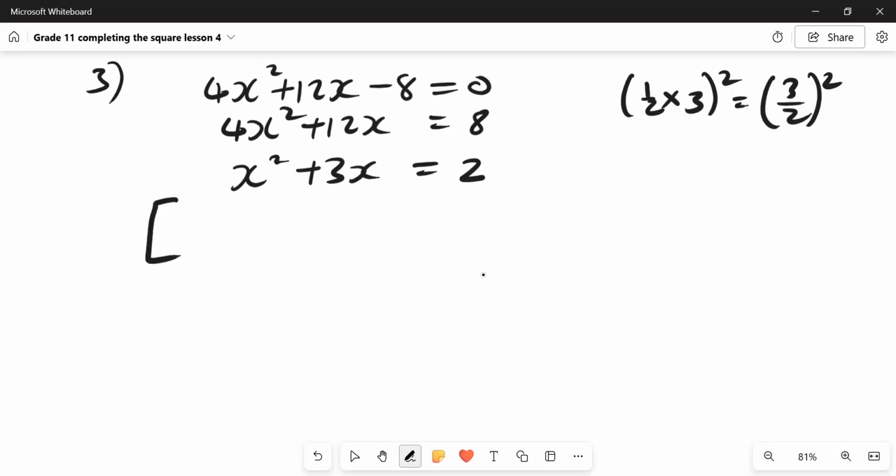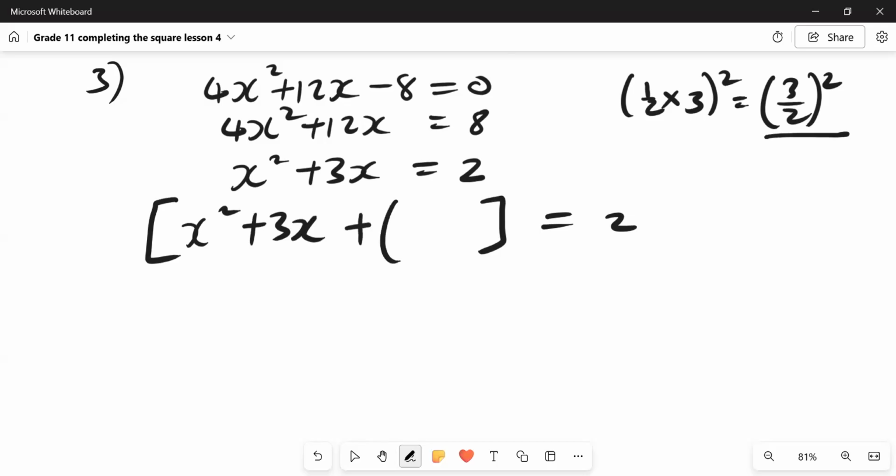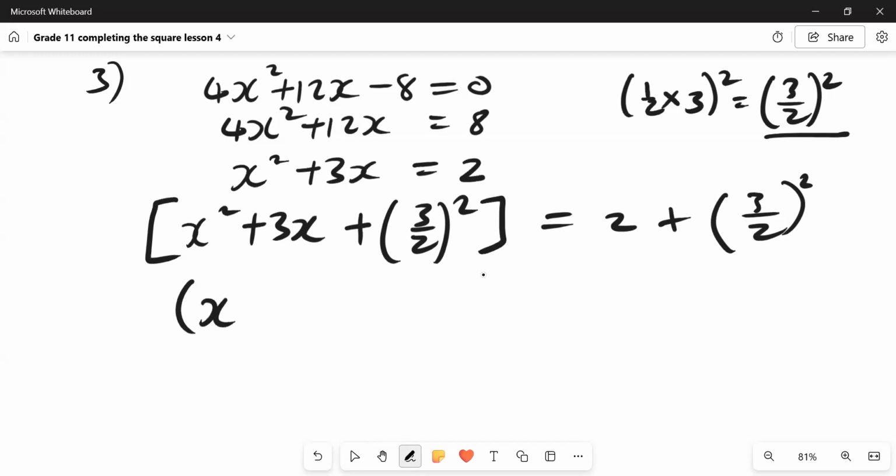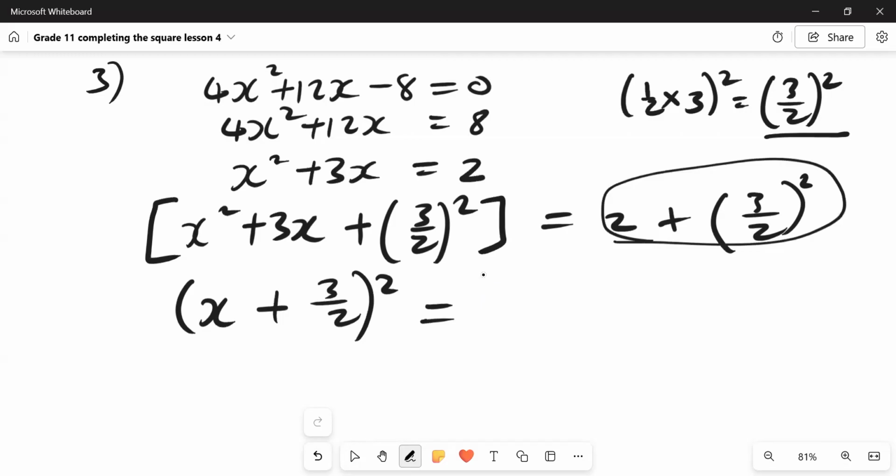And then from here, you introduce the brackets equals to 2. This is x squared plus 3x. Take this one. You have your 3 over 2 all squared. Do the same thing for both sides, all squared. And then the square root of x squared, that's x, square root of this one here. You'll have your plus 3 over 2 all squared. And then you have to take care of those two numbers there. And you'll end up with your 17 over 4.